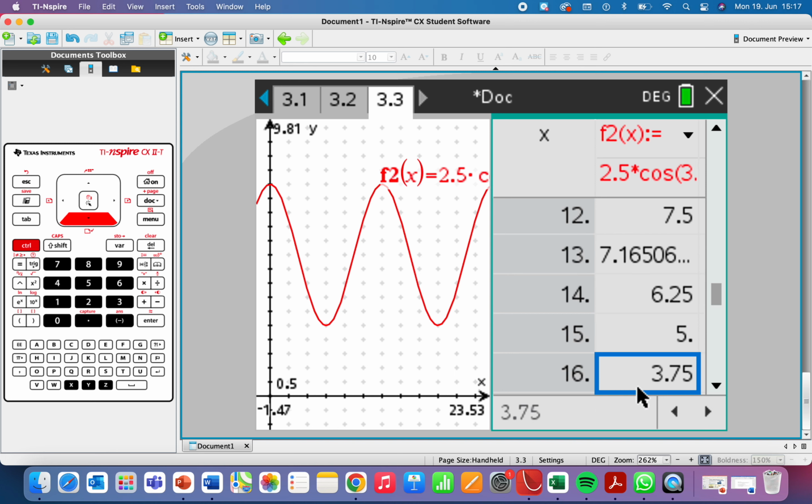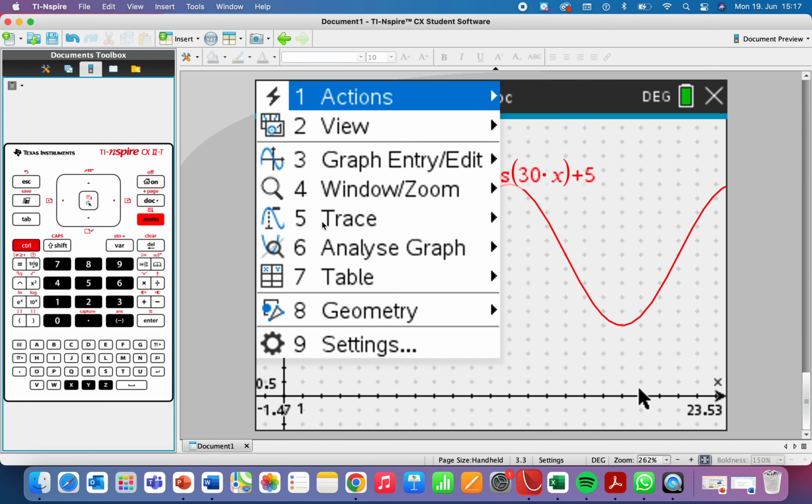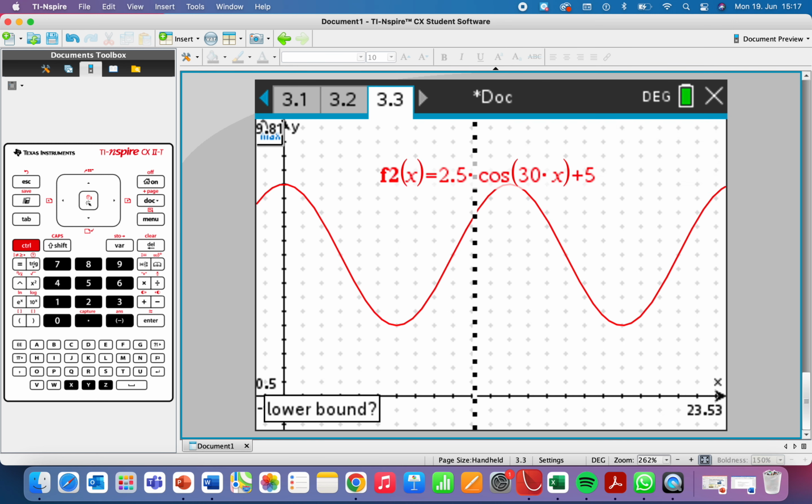Now, a good way of finding what the maximum and minimum is, of course, is go menu, analyze graph, and we're looking for the maximum. You click a point before and a point after, and there you go. At 12 hours after midnight, so that's kind of lunchtime, the depth of the water is 7.5.